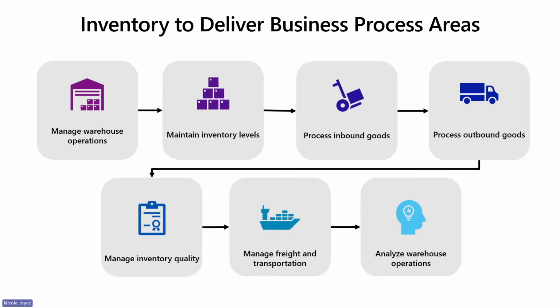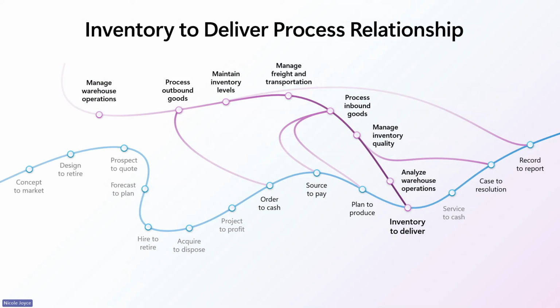But before we do that, I want to highlight quickly where this inventory to deliver end-to-end process sits in the broader scheme of the business process catalog and all of our defined end-to-end processes. So you'll see that there are several upstream processes, including design to retire, source to pay, and order to cash. Some examples of why these are upstream processes are because you need an item to exist before it can be sold. So that is in our design to retire end-to-end process. And then, of course, we need inventory on hand before we can make a sale.